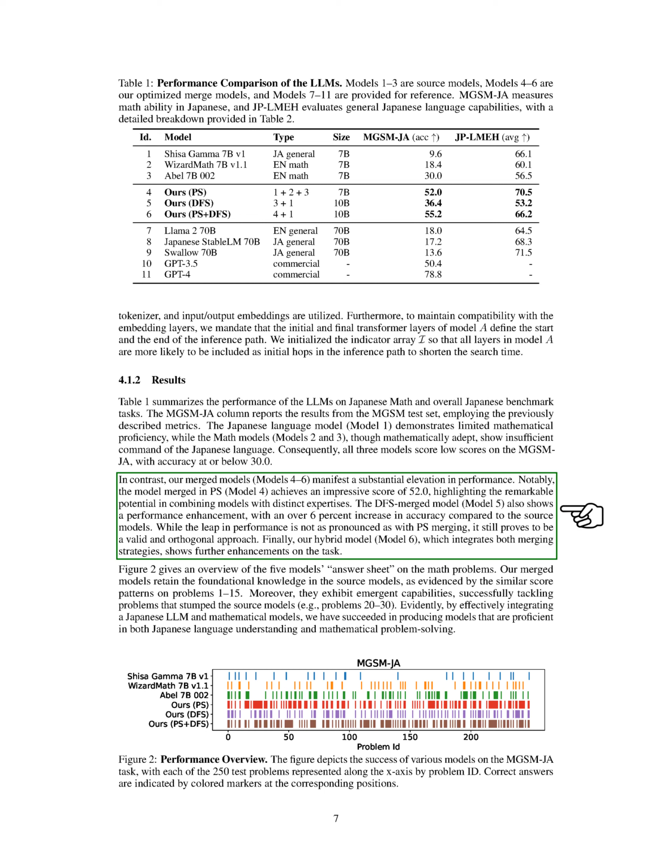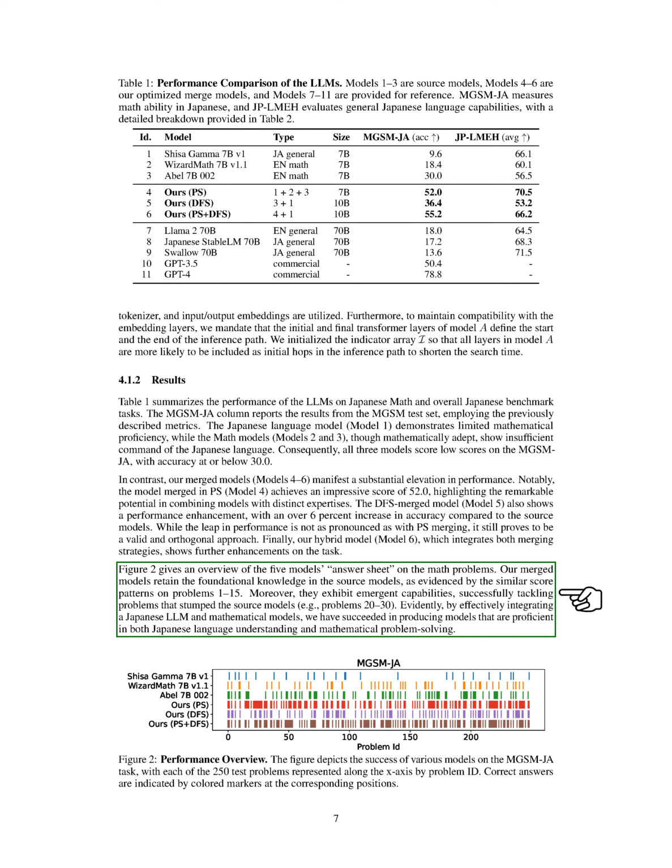However, when we combined these models, Models 4 to 6, we saw a significant improvement in performance. The model merged in PS, Model 4, achieved an impressive score of 52.0, showing the potential of combining models with different expertise. The DFS merged model, Model 5, also showed improvement, with over a 6% increase in accuracy compared to the source models. Our hybrid model, Model 6, which integrated both merging strategies, showed further enhancements in performance.